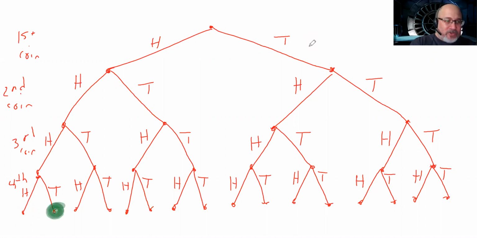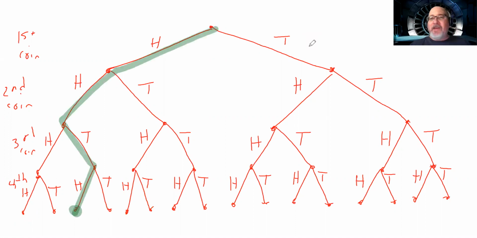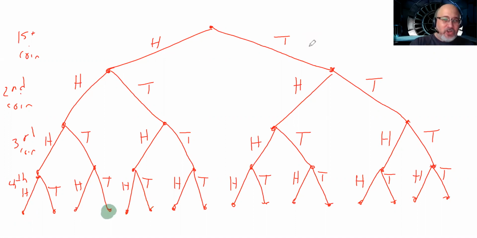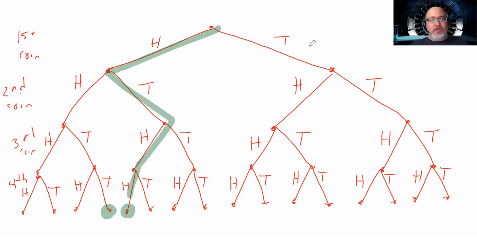What's this branch represent from top to bottom? H, H, H, T. That is not 2 of each. What is this branch? H, H, T, H. That is not 2 of each. Just keep going. What is this branch? H, H, T, T. That is 2 of each. We're going to keep that branch. What about this branch? H, T, H, H. That is not 2 of each. We don't want that branch.